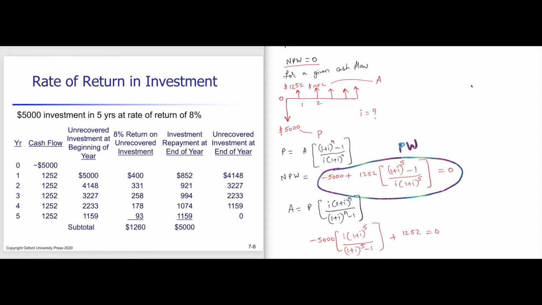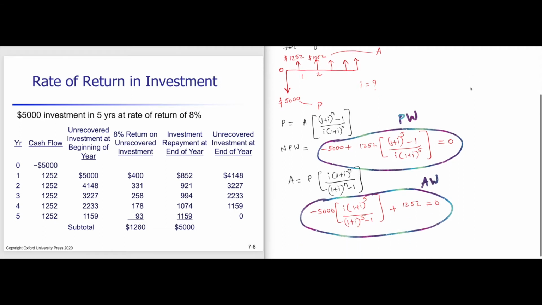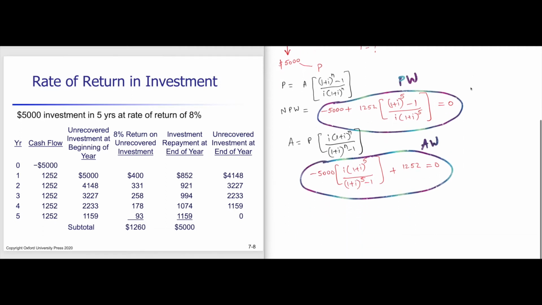Either this one, when we converted all numbers to annual worth. So you can see one of the two options. You should be able to understand, by looking at the formula, if the analysis is present worth or annual worth. By solving this, we can calculate what I is. Now, depending on the intensity of the problem, I may ask you to calculate I as well. So you have to use a calculator to calculate I.